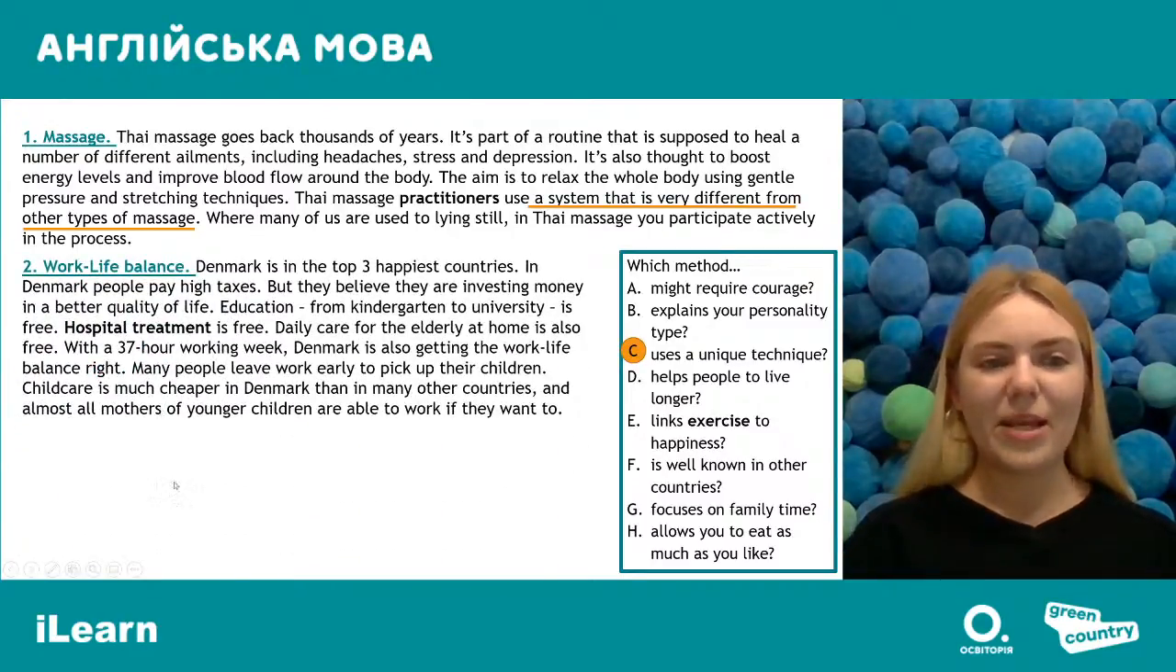Okay, let's look at number 2. So again, waiting for your answers, waiting for the key words or key sentences.